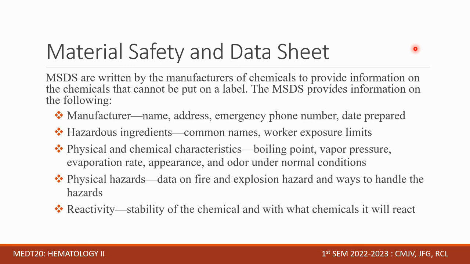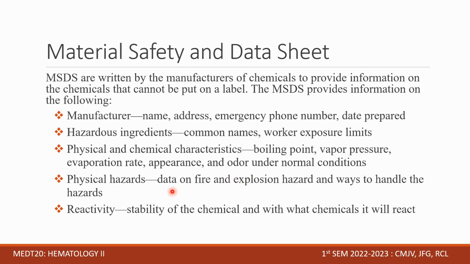Next one, material safety and data sheet. So MSDS are written by the manufacturers of chemicals to provide information on the following that cannot be put on the label. So the MSDS provides information on the following. So we have the manufacturer, your name, address, phone numbers, and yung date prepared. Hazardous ingredients, yung common names nila, worker exposure limits. We have physical and chemical characteristics. For example, yung boiling point, vapor pressure, appearance, and odor ng chemical.